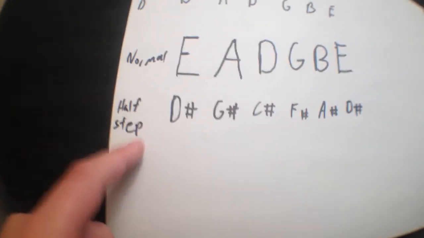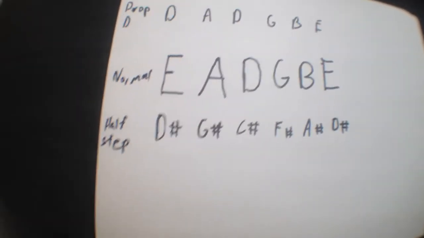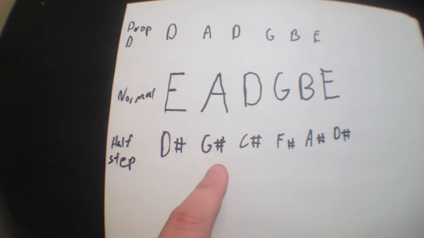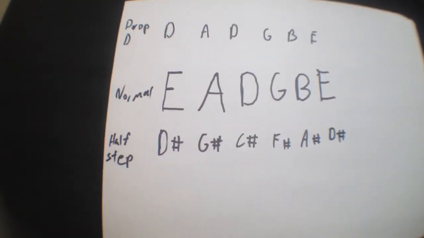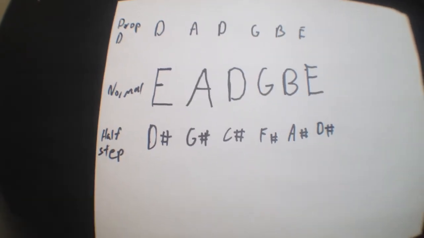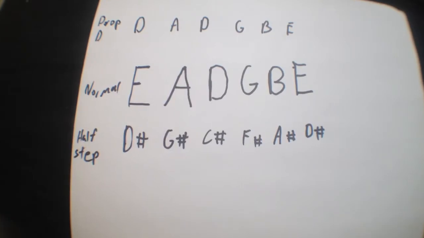Next, we're going to go to half-step tuning. Now, half-step tuning is everything down a half step or a fret. So instead of E, you have D sharp. Instead of A, you have G sharp. Instead of D, you have C sharp. Instead of G, you have F sharp. Instead of B, you have A sharp. And instead of E, you have D sharp. Another D sharp. So those are just some of the standard tunings really quick.